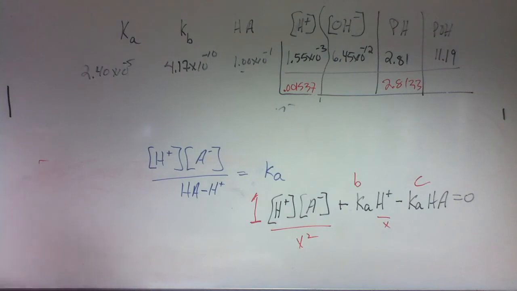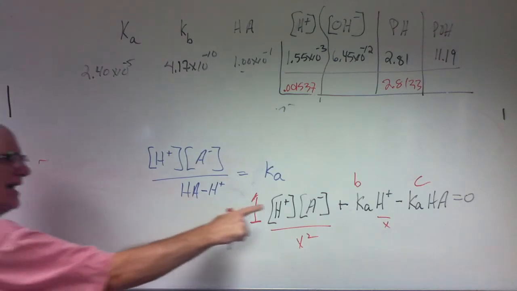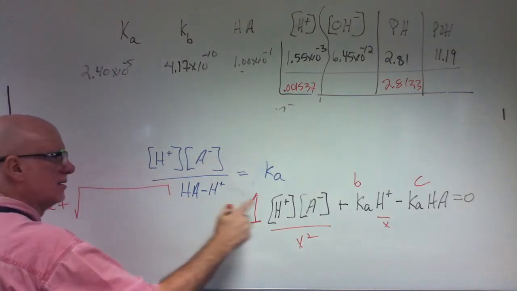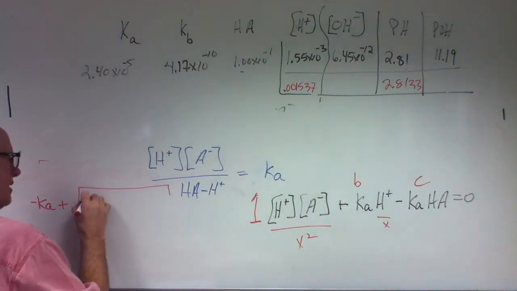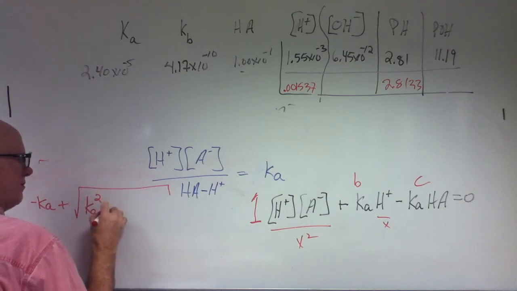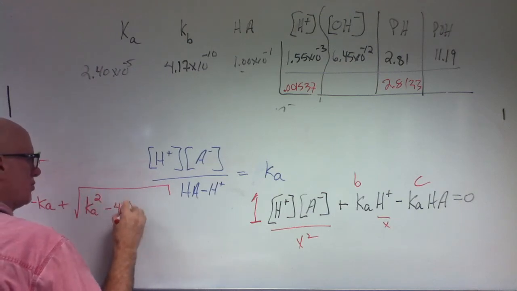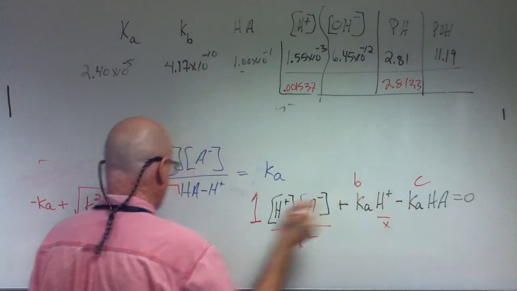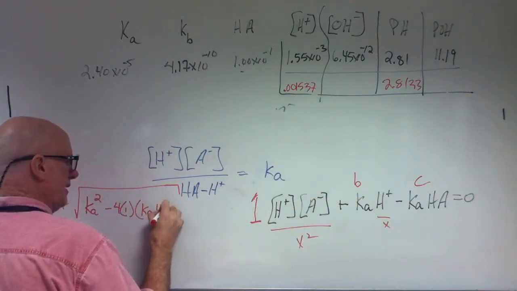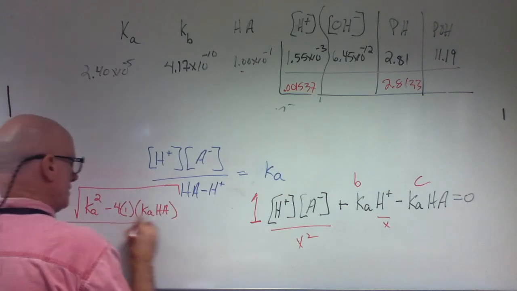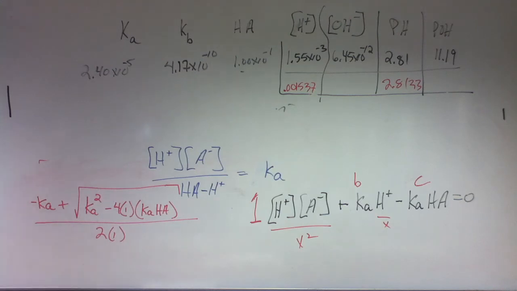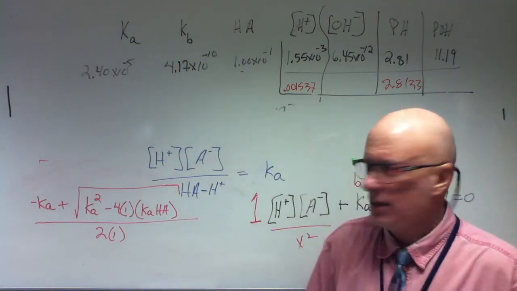All right, so if I say to you negative B, so it's going to be negative Ka H plus, square root of H. I take the square root, minus 4 times 1, just in case it isn't 1, it should be. And then I'm going to say Ka HA concentration divided by 2 times 1. Right? That's it.